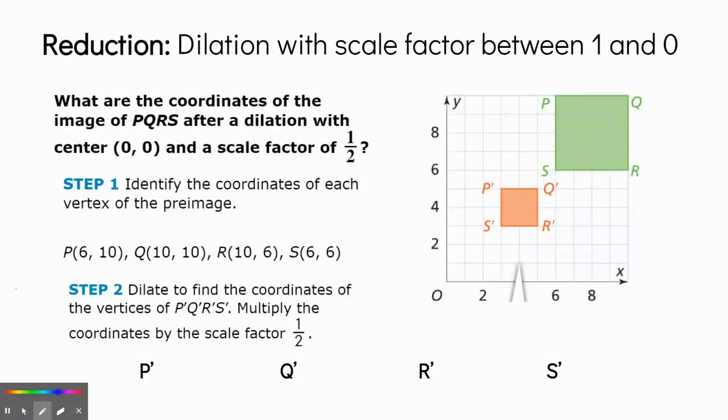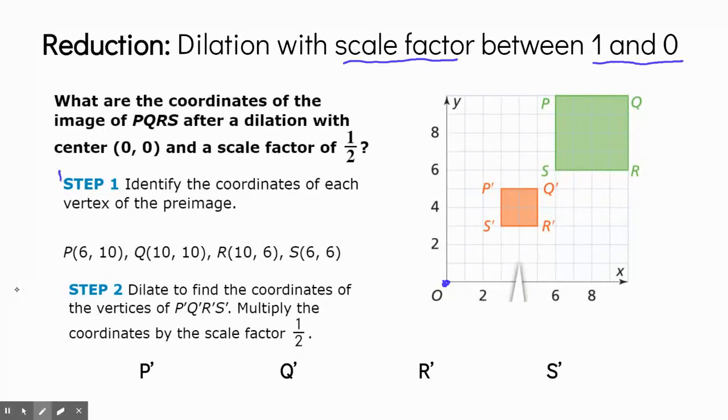Okay, and the next type of dilation, of course, is our reduction, so making it smaller. And our scale factor there will be between 1 and 0. Note, if it's equal to 1, the image has not changed at all. So we are going to take our pre-image, which is green, PQRS. We're going to dilate it about the origin with a scale factor of 1/2 to see the image P prime, Q prime, R prime, S prime.